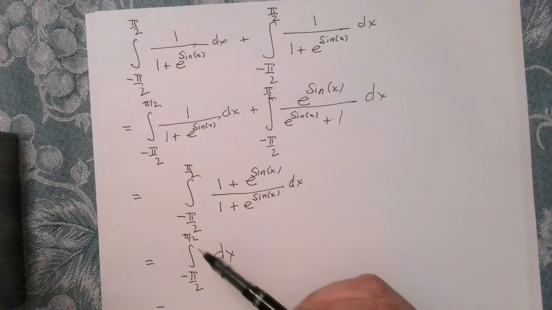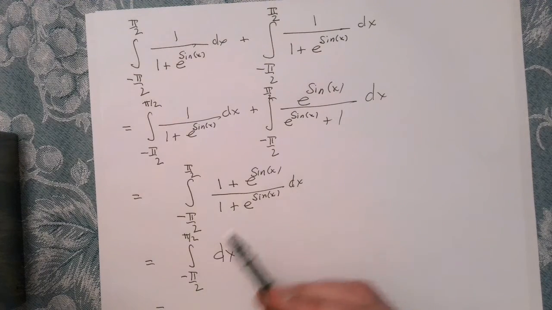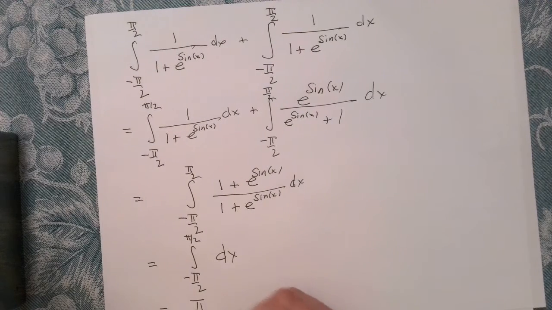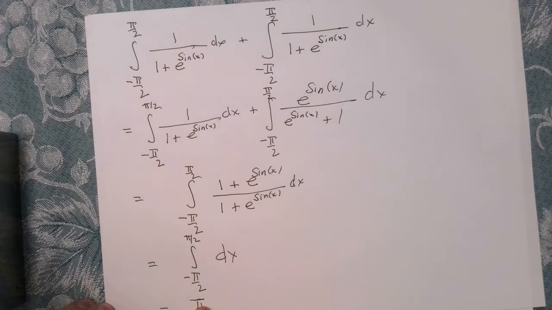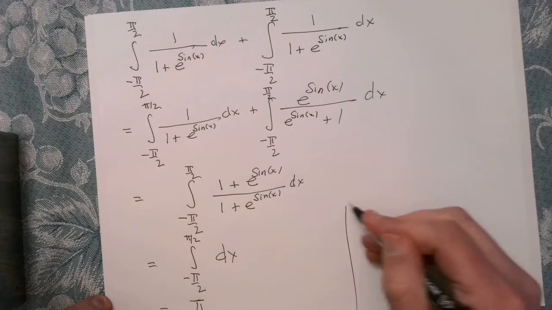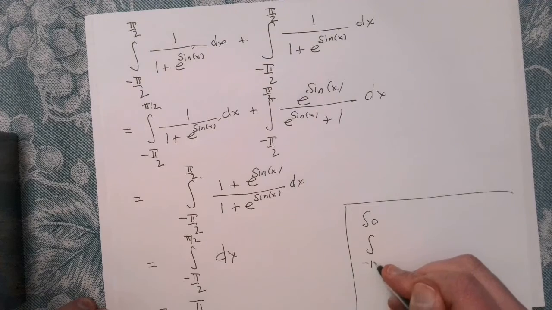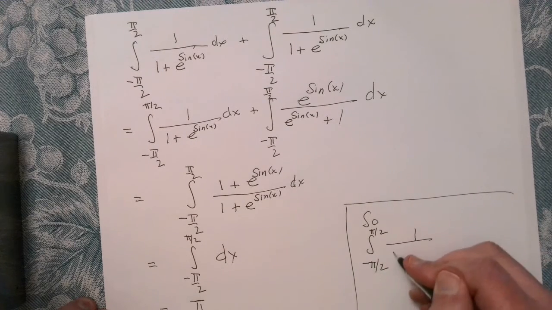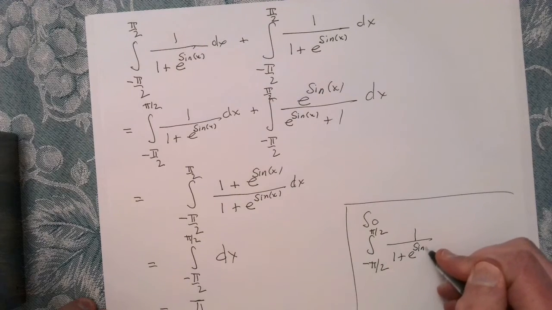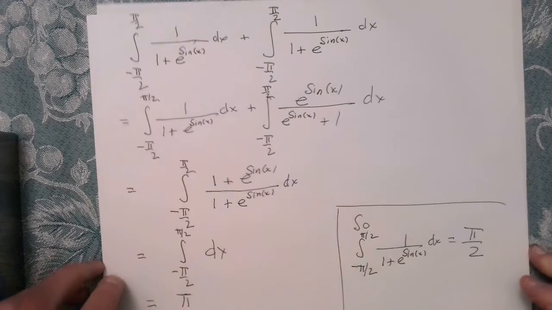Okay, and so we know that the integral of 1 should be, well, b minus a. And so if I do b minus a, that's going to be exactly pi. But we want to be careful here, right? Because this was the integral added to itself. So the integral added to itself is equal to pi. That means that the original should be half of that. And so the integral from minus pi over 2 to pi over 2 of 1 over 1 plus e to the sine of x dx is exactly pi over 2.